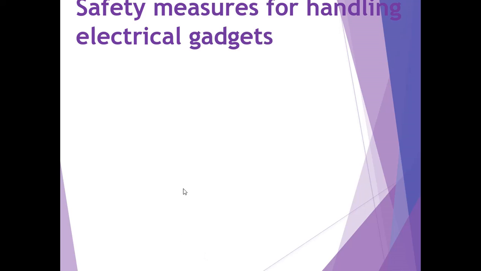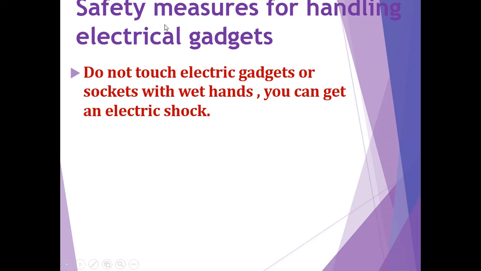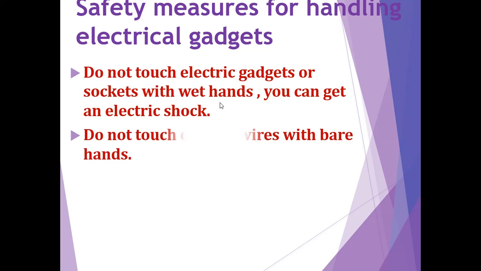Now, safety measures for handling electric gadgets. Electrical gadgets means electrical equipment. How can we safely handle electrical equipment? You should not touch electrical equipment or sockets with wet hands. You can get an electric shock. If your hands are wet, you will get an electric shock.